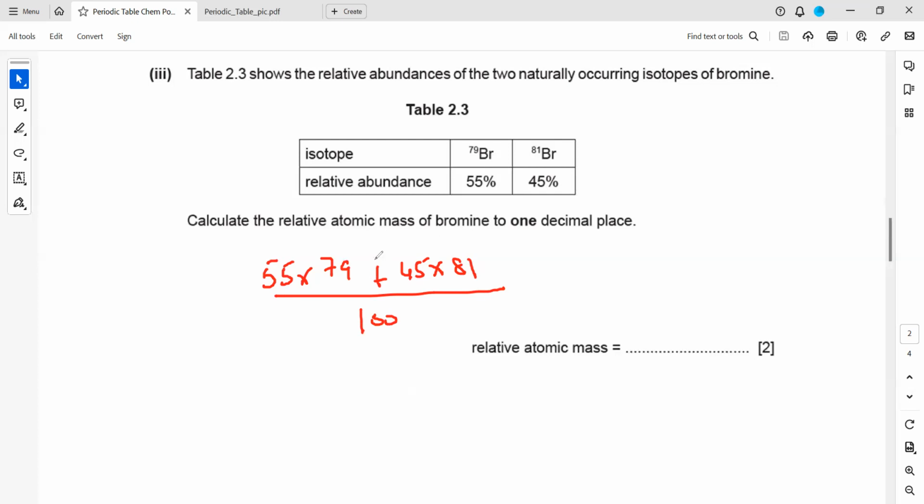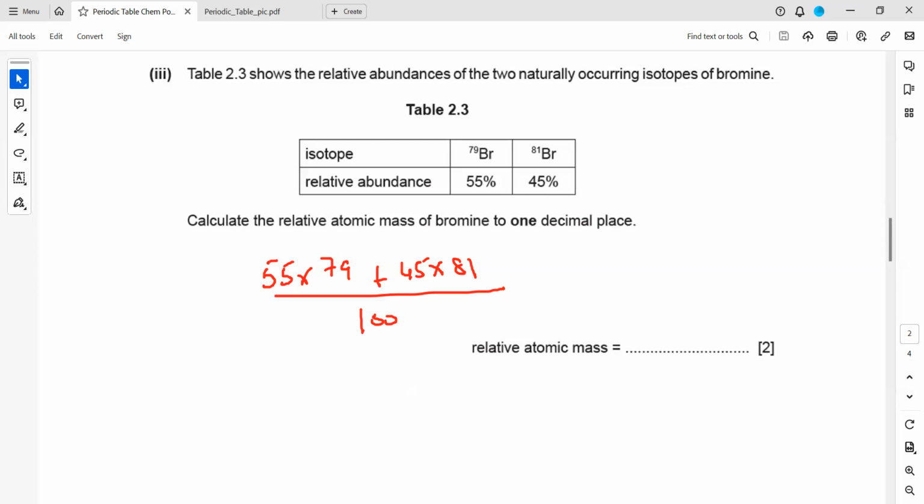Sometimes they give a fraction, so you will use the fraction here. Like maybe they give the fraction as, for example, 2:1. So how will you solve if the fraction was given? Then 2 times 79 plus 1 times 81 and divided by 3, the sum of the fraction. But if the percentages are given, then the percentage of the first isotope multiplied by mass plus the percentage of the second isotope multiplied by mass divided by 100.